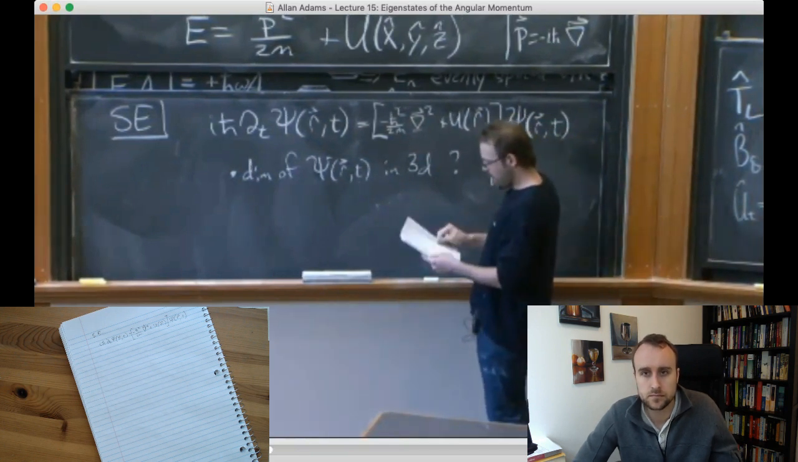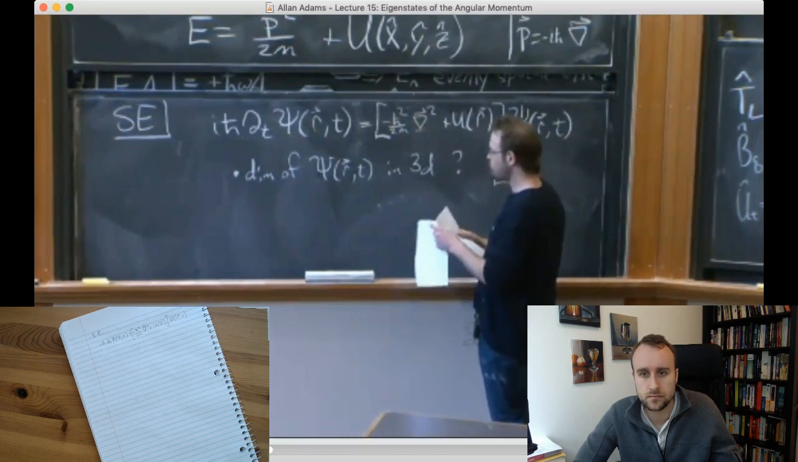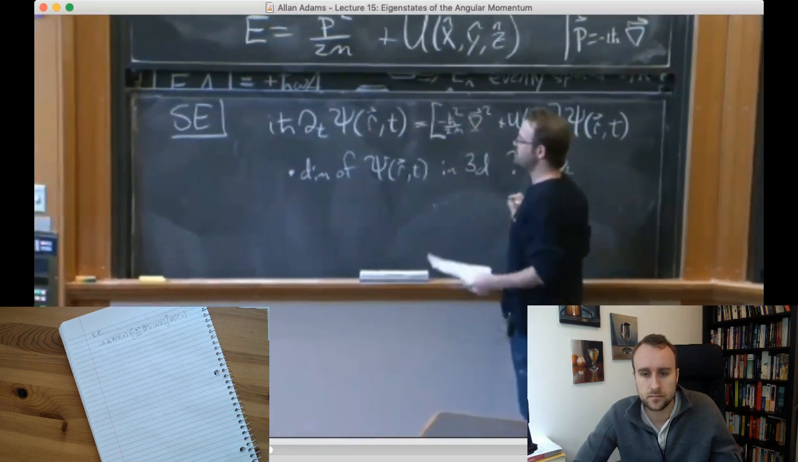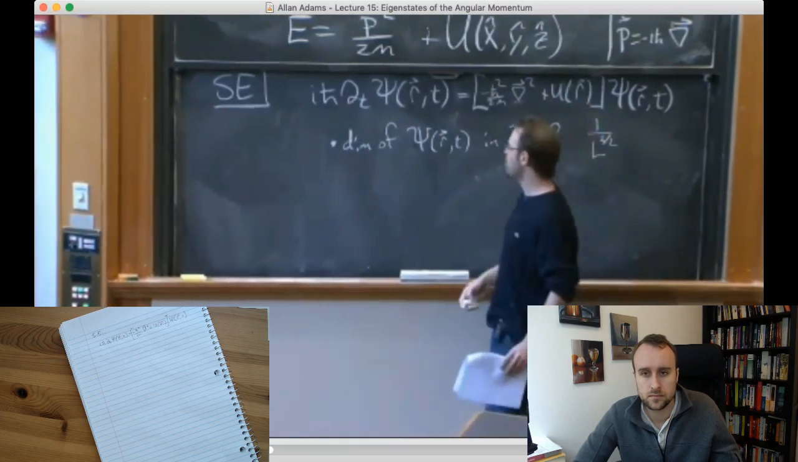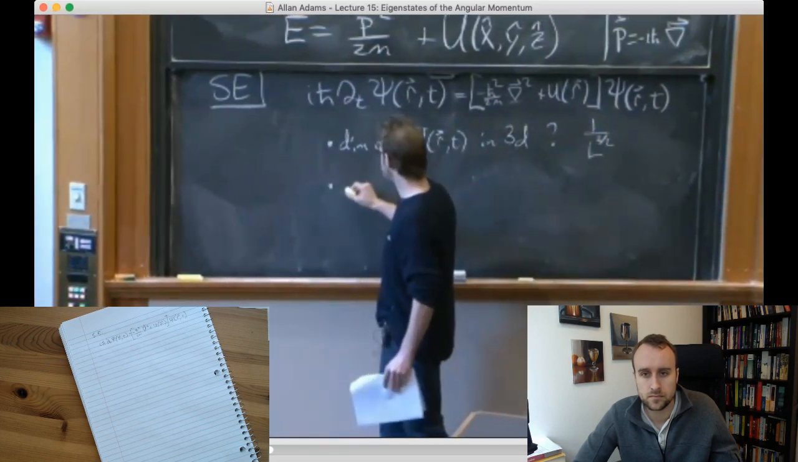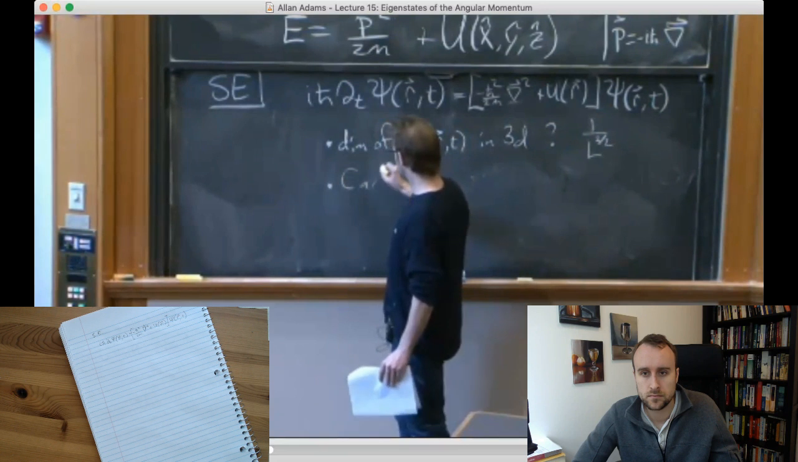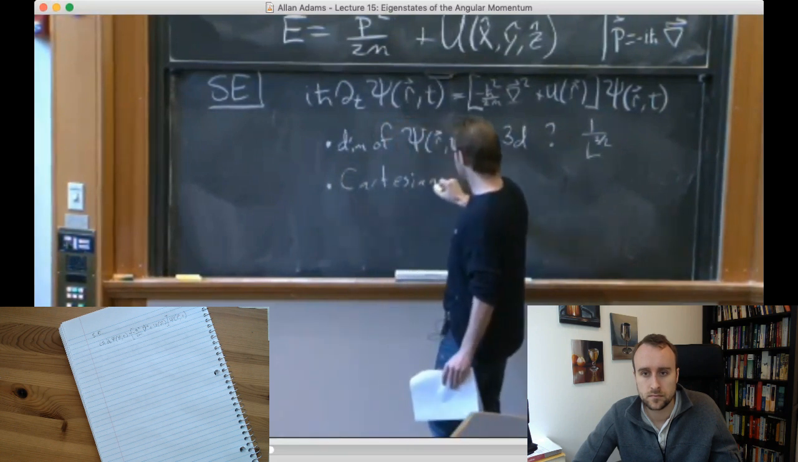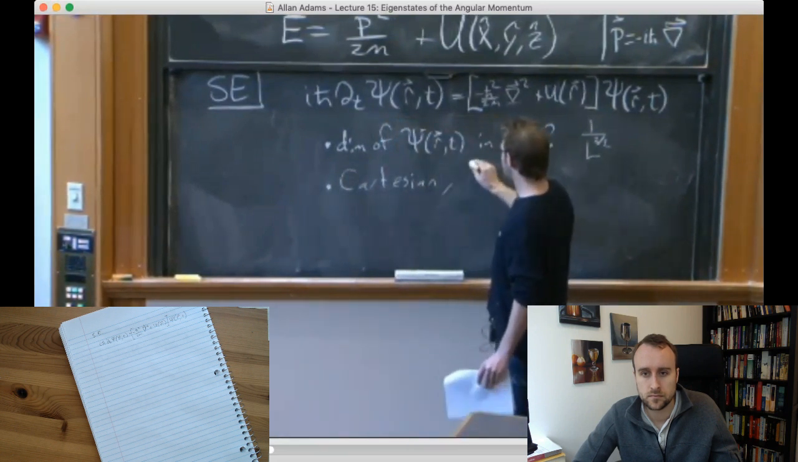Okay. And as you'll see on the problem set, and as we'll do in a couple of lectures down the road, it's sometimes convenient to work in Cartesian coordinates, but it's also sometimes convenient to work in spherical coordinates.